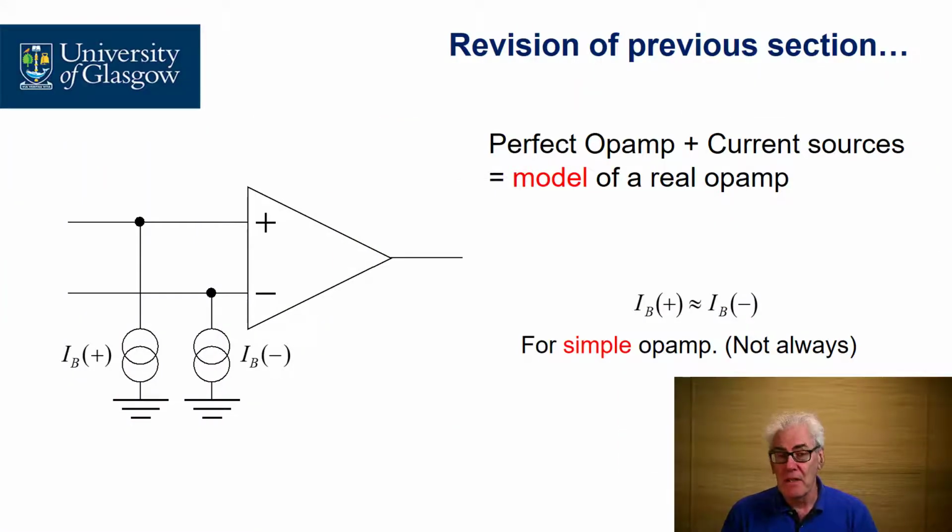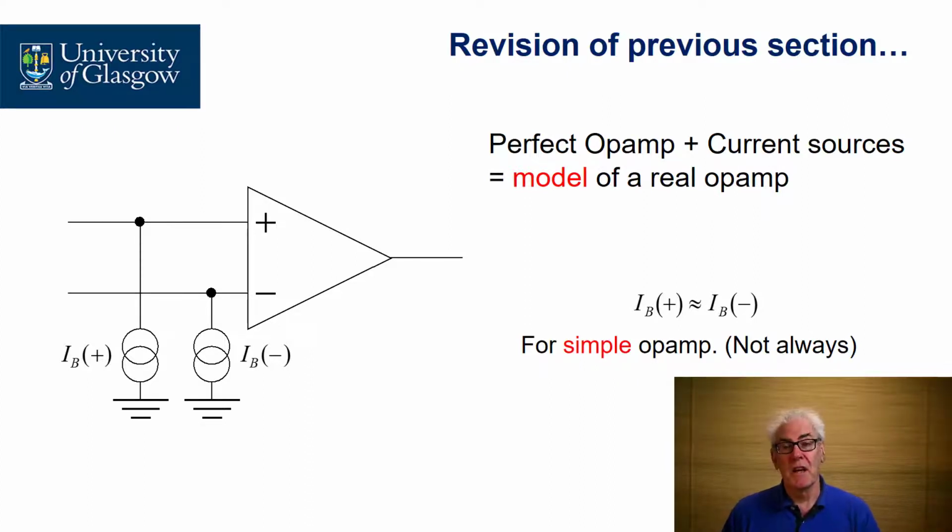Now let's look at how the bias current of an amplifier impacts the design of your circuit and how it compromises your overall system. From the previous lecture, we discovered we can create a model of an imperfect op-amp by using a perfect op-amp plus current sources, which gives you a model of a real op-amp.